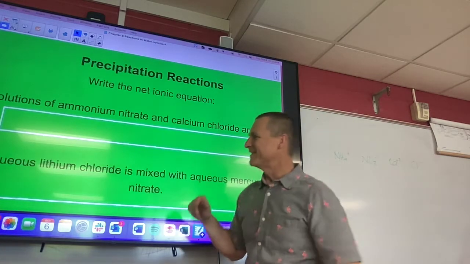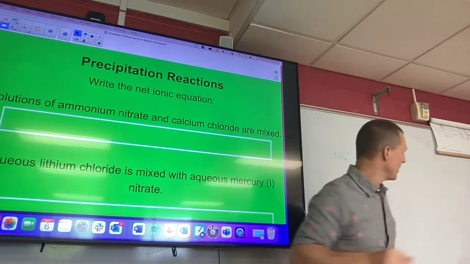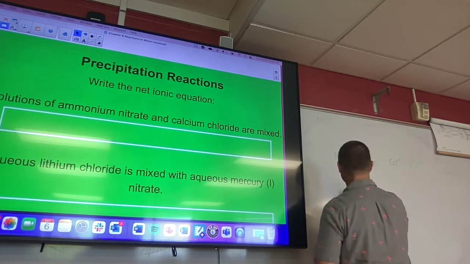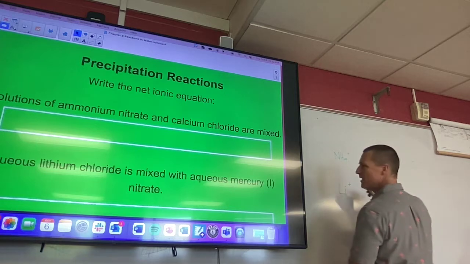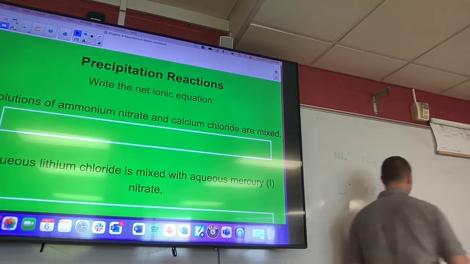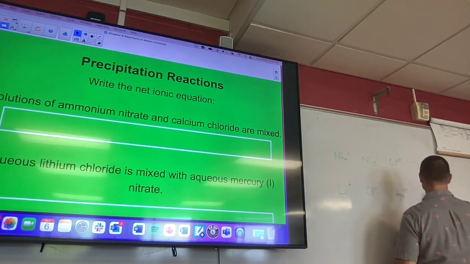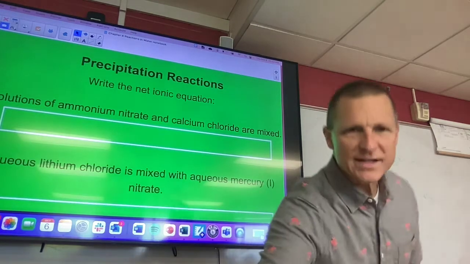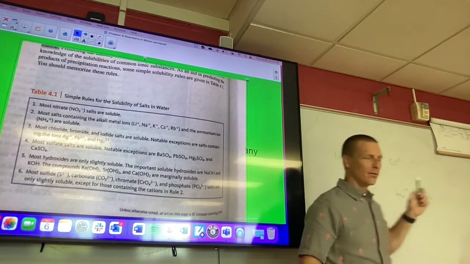Okay, last one here. Aqueous lithium chloride is mixed with aqueous mercury 1 nitrate. So we have lithium ions, which is a group 1 ion, and chloride. Mercury 1. Mercury 1, remember, is this oddball, Hg2 with a positive 2. And then nitrate ion, NO3 negative. So is there a combination of ions in this set that will make a precipitate?